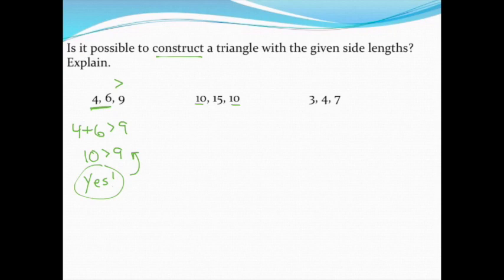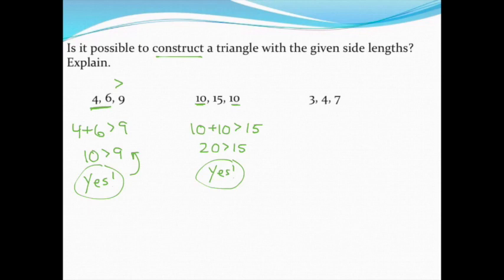So take your two shortest sides. This time they're not in order, so just be careful of that. The two shortest sides have to add up to something bigger than the biggest side. So I add that up, and of course 20 is greater than 15. So yes, those could make a triangle as well. In fact, I know they'll make an isosceles triangle because I have two sides that are the same length.